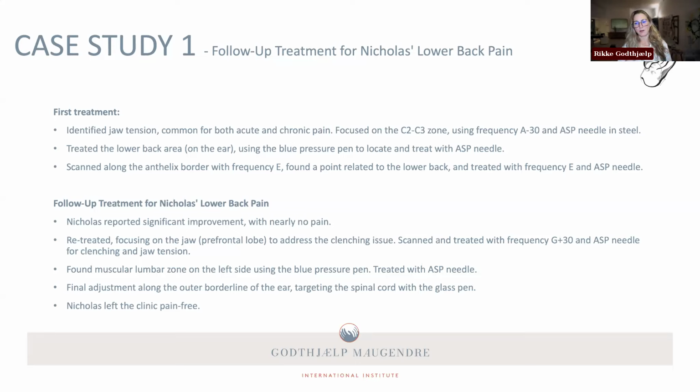All right. So after I treated Nicholas with these 3 points, first I relaxed the jaw. I did that with frequencies and with an ASP needle. Then I treated directly on the lower back area using the blue pressure feeler that I showed you. And once I found the most painful point, I put an ASP needle.